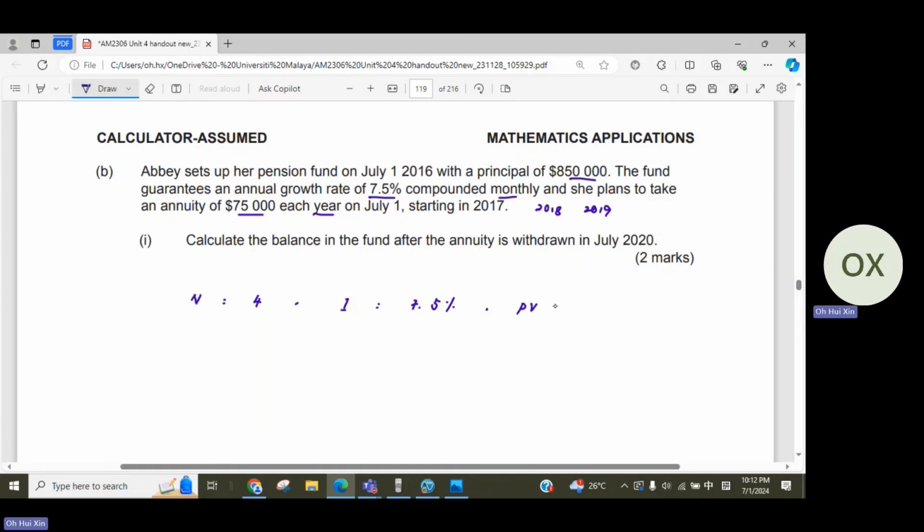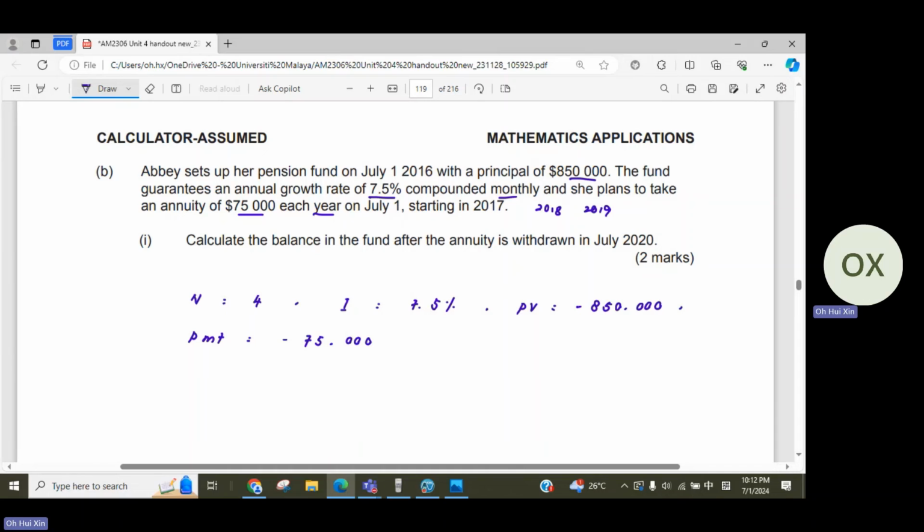Okay, PV we have negative 850,000. Okay, so that's the principal, right? Then after that, we are finding the FV. The PMT is the withdrawal. So we withdraw the amount.